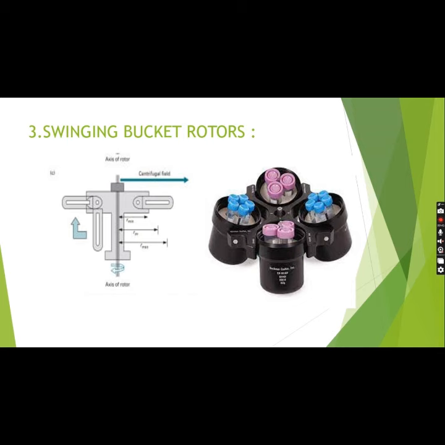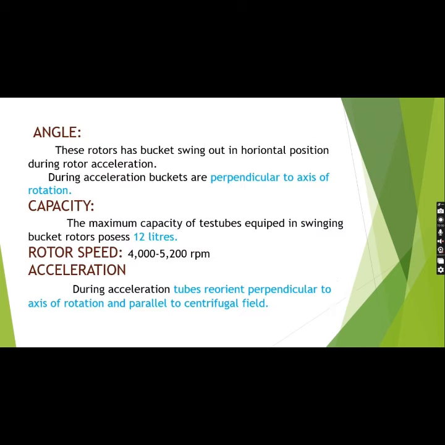Swinging bucket rotors. In swinging bucket rotors, there is no fixed angle for the placement of test tubes. A large number of samples can be involved in swinging bucket rotors. So there is no angle; it is generally swinging. The tubes swing out to the horizontal position, which is perpendicular to the central axis. So it is perpendicular to the axis of rotation, that is, away from the central axis.